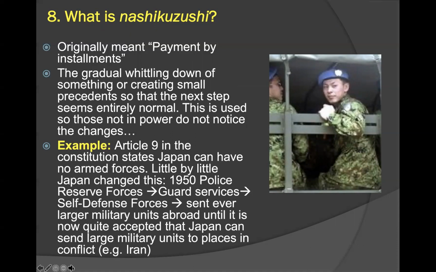An example of this is Article 9 in the Constitution, which states that Japan can have no armed forces. This was, of course, created after World War II. But little by little, Japan changed this. For example, in 1950, merely 5 years after World War II, they created the police reserve forces. And then this got turned into guard services, and then renamed the self-defense forces. And these self-defense forces were sent in larger military units abroad, more and more. And now it is quite accepted that Japan can send large military units to places in conflict, for example, like Iraq.